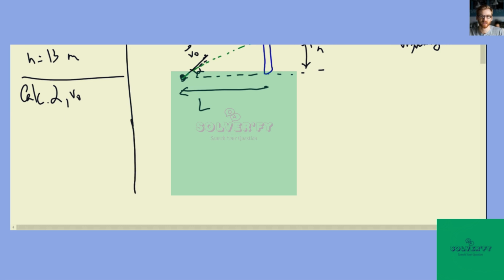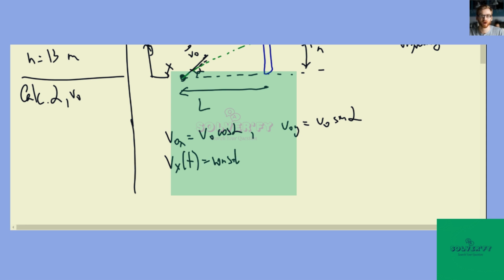So now we have to introduce y and x axes, and let's project v0 onto these axes. So v0x equals v0 cosine alpha, v0y equals v0 sine alpha. Cool. Now let's write down vx as a function of time. That's constant because there are no horizontal forces, and vy as a function of time is v0 sine alpha minus gt, because there is only gravity exerting in the vertical direction.